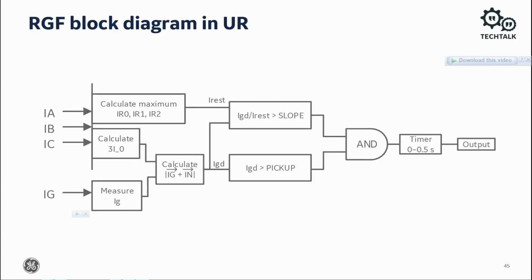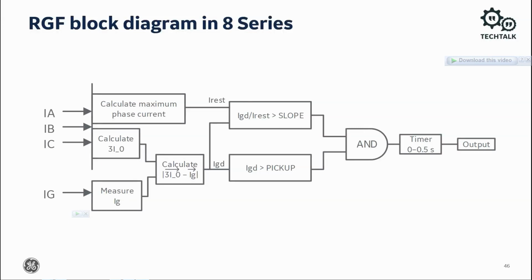In this block diagram, we see that in the UR, the ground differential current is a vector sum of the phase CT's neutral current, 3I0, and the measured winding neutral ground current, IG. The relay develops the slope by using the ground differential current, IGD, and I restraint, which again is the maximum of the zero sequence, IR0, negative sequence, IR2, and positive sequence, IR1 currents. There is a minimum pickup for IGD, and a timer to condition the element output.